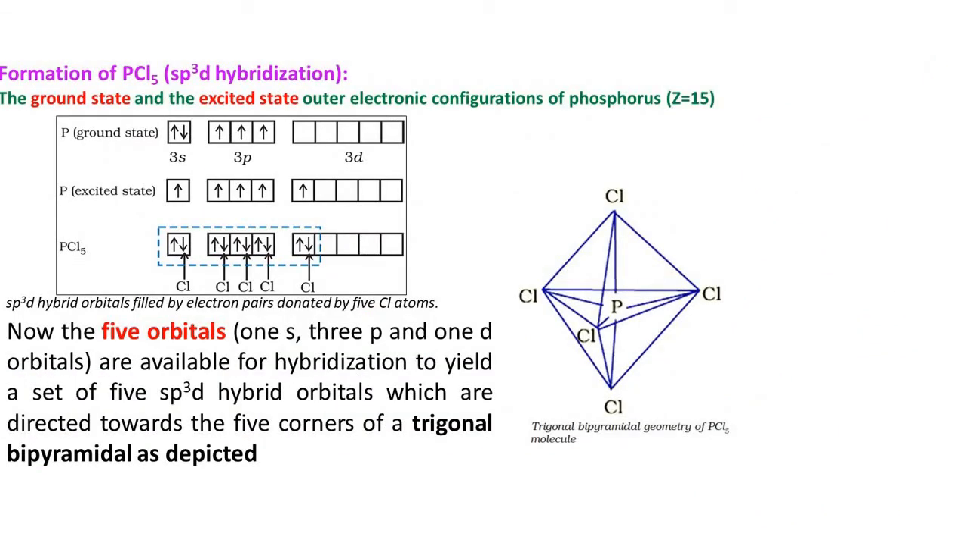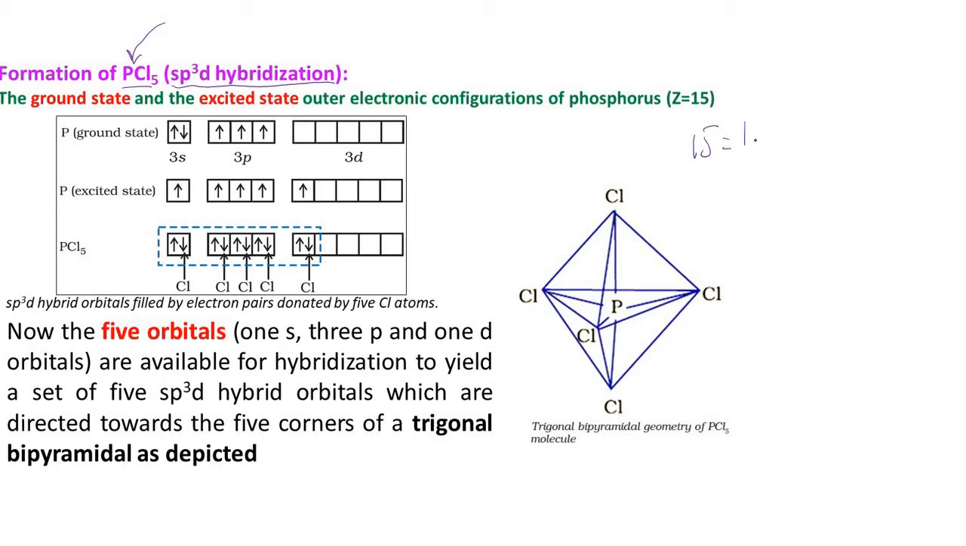Now let us take the example of PCl5. PCl5 is called phosphorus pentachloride, right? And the hybridization in PCl5 is sp3d hybridization. The central element is phosphorus, whose atomic number is 15.